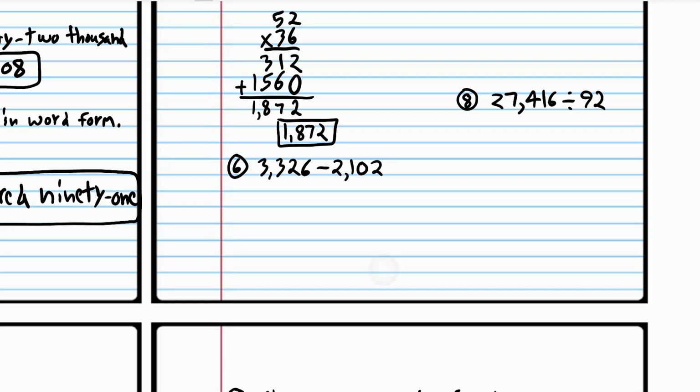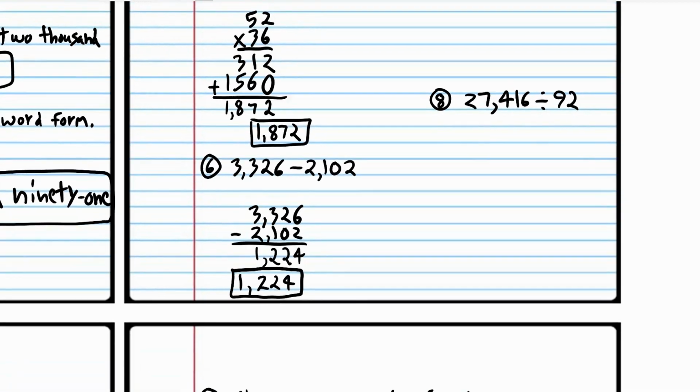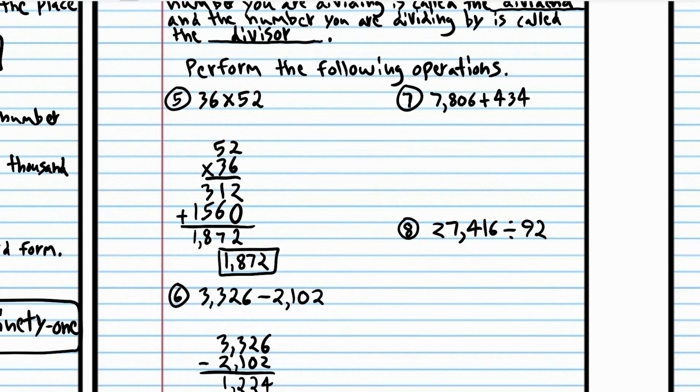So for subtraction, it does matter which number you put on top. You always have to put this number on the top, and the other number on the bottom. And put your subtraction sign. And you start with the numbers farthest to the right. 6 minus 2 is 4. 2 minus 0 is 2. 3 minus 1 is 2. 3 minus 2 is 1. Put your comma, and there you go. 1,224. Subtraction is much easier than multiplication. So it'd be good to do that one first.